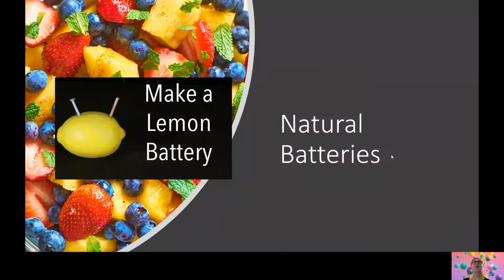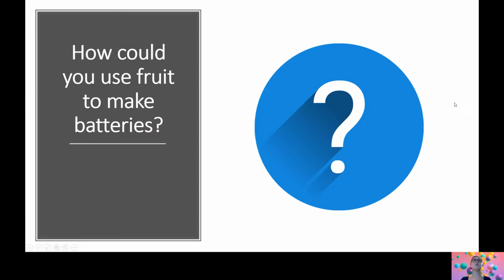So let me share my screen with you. Okay, natural batteries. We are going to learn how to make a lemon battery or an orange battery. So what I would like you to do is write in your books today's date, which is Monday, the 8th of February, 2021, and write down the question today. How could you use fruit to make batteries? Please pause this video now and write that down using a ruler to underline it if you can.